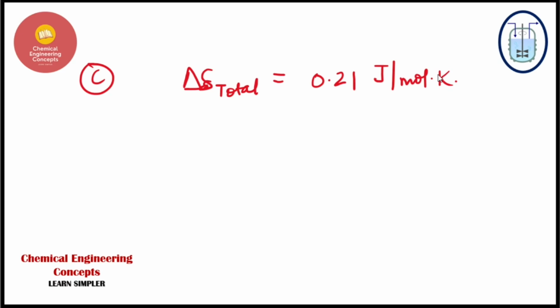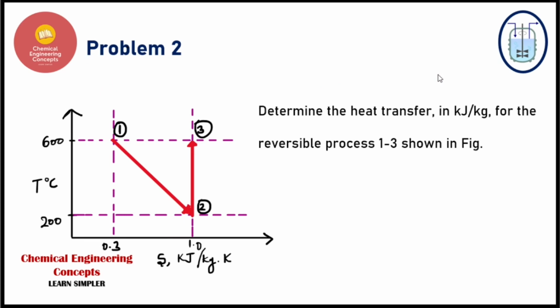Let's move on to our next problem, which is this. So in this problem, you can see the diagram, you can see the plot, the TS plot, right? Temperature versus entropy plot. And what we have to do in this, we have to determine the heat transfer in kilojoules per kg, right? For this reversible process 1, 2, 3, as shown in the figure. You can see the figure, right?